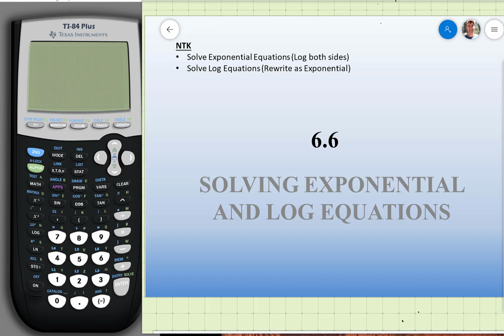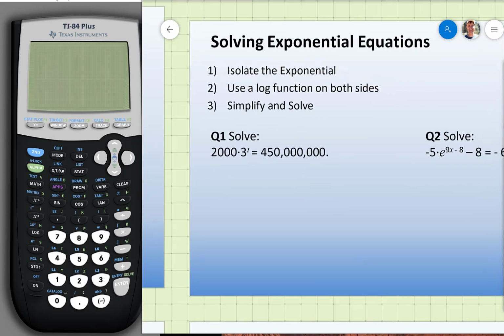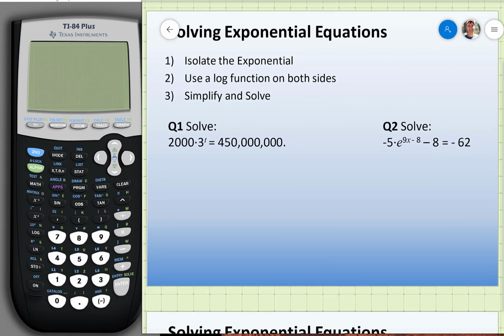Hi everyone. Got several different equations to solve with you today. We're going to solve some exponential equations and we're going to solve some logarithmic equations. So these are your two main types that we're going to look at, and I'll show you different strategies for solving these. And let's begin with some basic examples here.